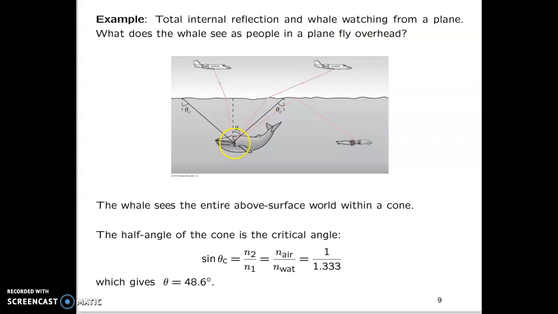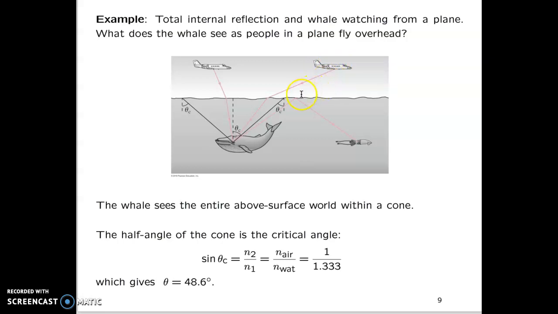when the light finally makes it to the eye. The whale will interpret this ray of light as though it came from, and then not along this path, but an extension of this one. It will look to the whale like the plane is actually over here and not where it really is at that moment in time, which is further to the right.